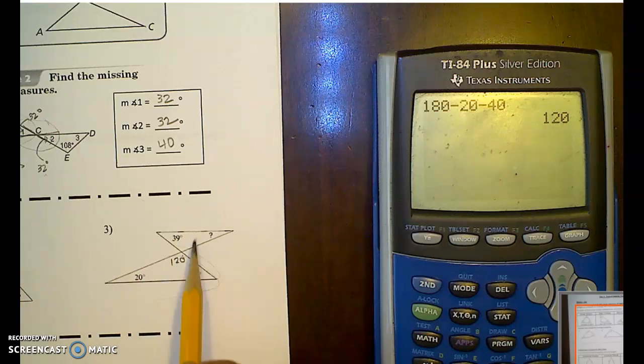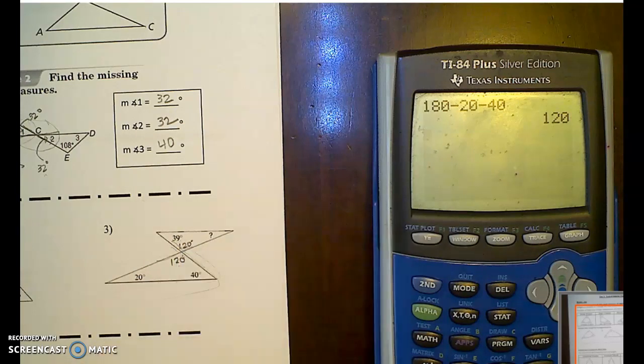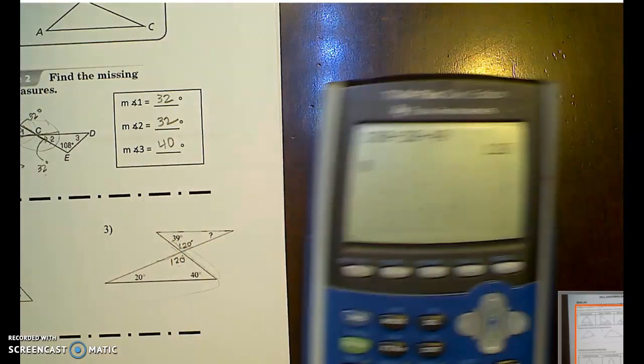Now we're trying to find this angle right here that's a question mark, but if we're going to find that, we need to know what this angle is in this triangle. Because these are vertical angles, you can make an X. The angles that are across from each other are the exact same measurement. So that one is also 120 right there.